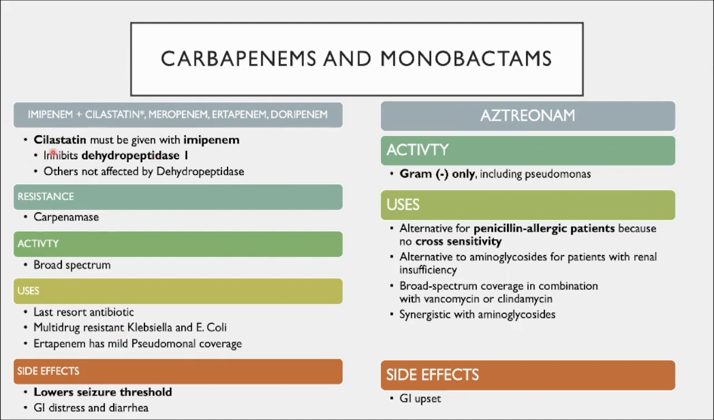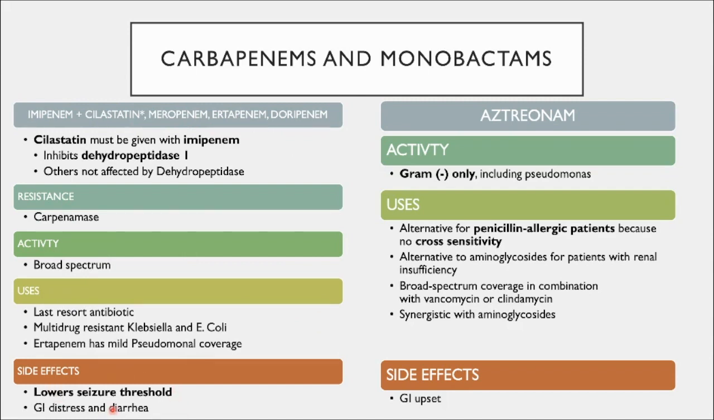There's some extra information in here, like cilastatin has to be used. Otherwise, imipenem will be broken down in the kidneys. We don't use imipenem because we don't want to give cilastatin with it. We use meropenem and ertapenem. Just pay attention to the penems. All of this is really beyond what you need to know.